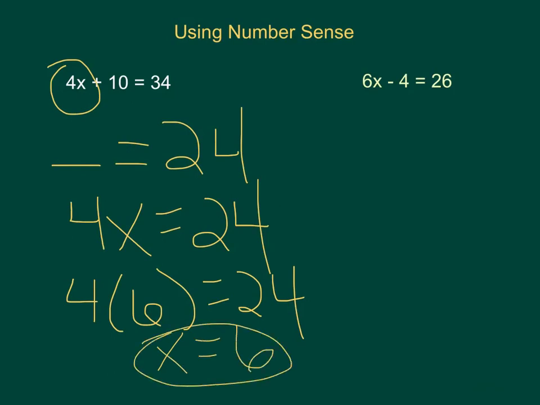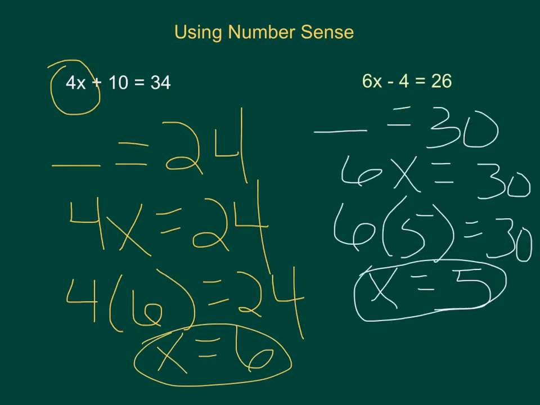Please take a moment to pause this video, record down the first example, and try the second one on your own. For the second example, I know that my number minus 4 was equal to 26. So that means my original number had to have been equal to 30. So if 6x equals 30, what number times 6 is equal to 30? 6 times 5 is equal to 30. Therefore, x must be equal to 5.